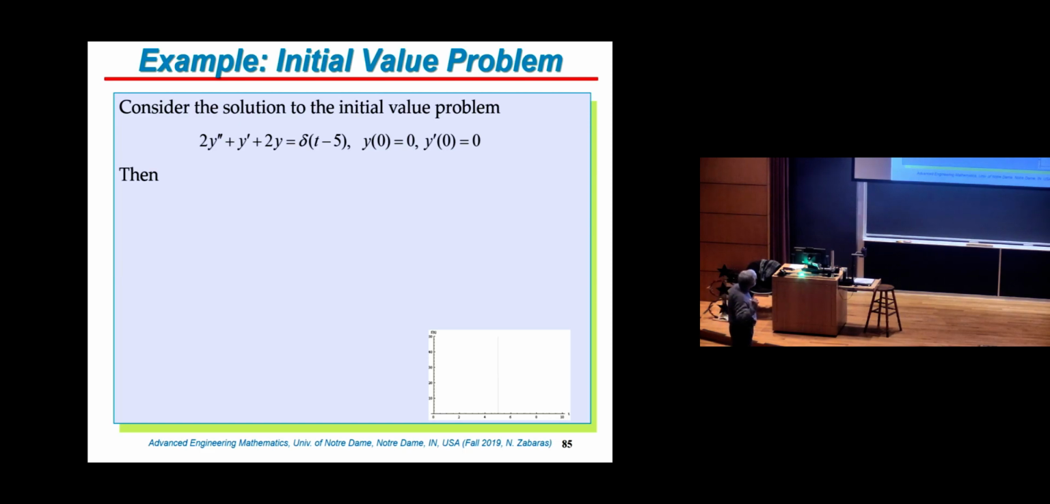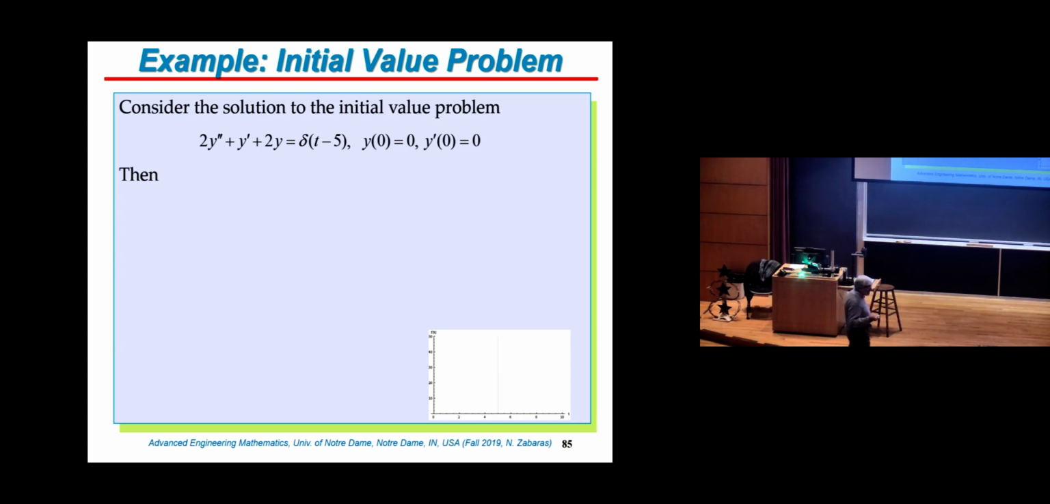So you put suddenly a spike at time t equal to 5. What is going to happen before 5? How will the solution look? What do you get before time 5? Nothing. It's all nothing.